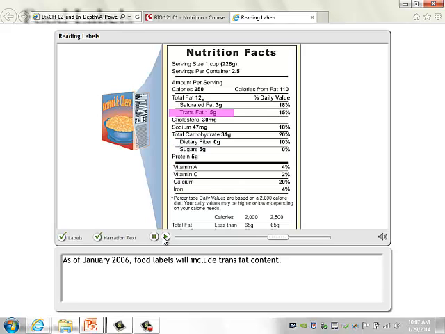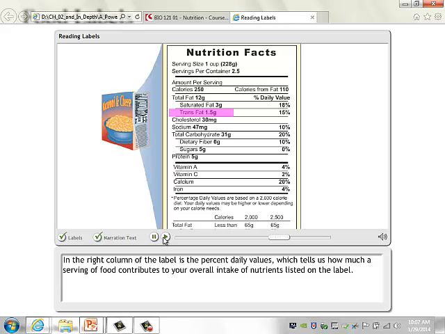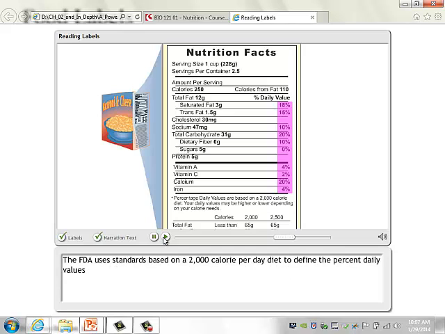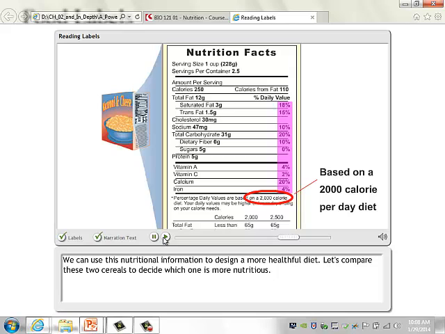As of January 2006, food labels will include trans fat content. In the right column of the label is the percent daily values, which tells us how much a serving of food contributes to your overall intake of nutrients listed on the label. The FDA uses standards based on a 2,000 calorie per day diet to define the percent daily values. We can use this nutritional information to design a more healthful diet.